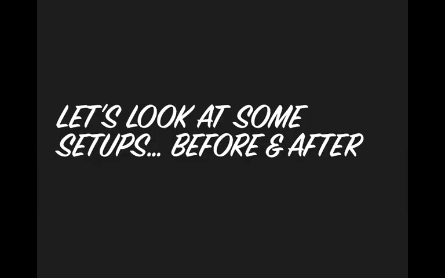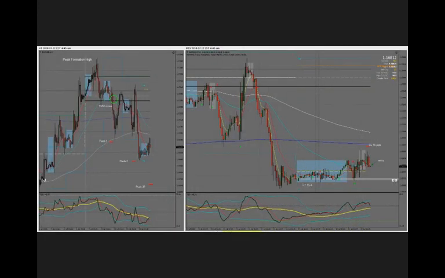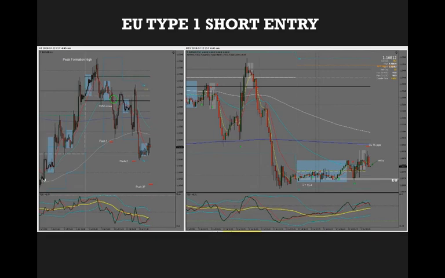What we're going to do now is look at some setups, some befores and afters, of what happened on Thursday and Friday. Thursday was a type 1 short example. What I want you guys to get used to doing is putting your charts side by side like this, your H1 chart and your M15 chart, so that you can see the bigger picture on the higher time frame, and then zoom into the lower time frames to take your entries.